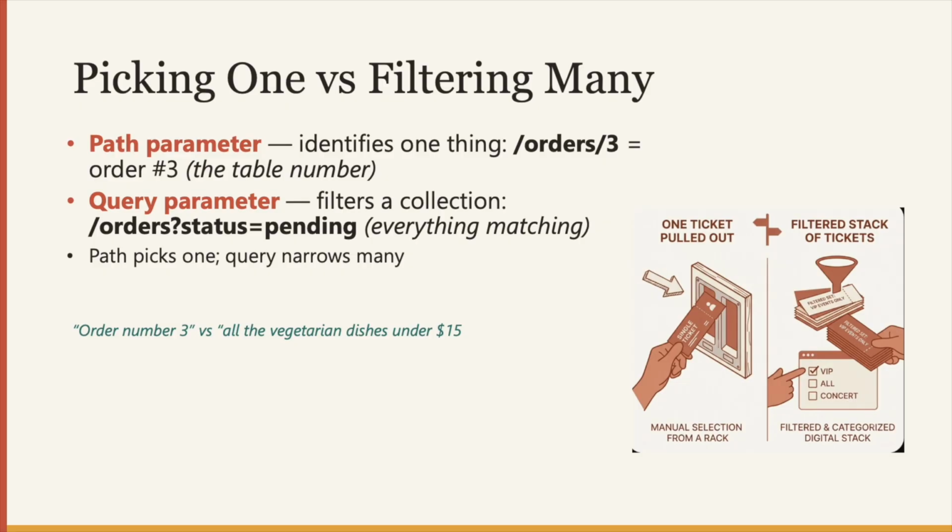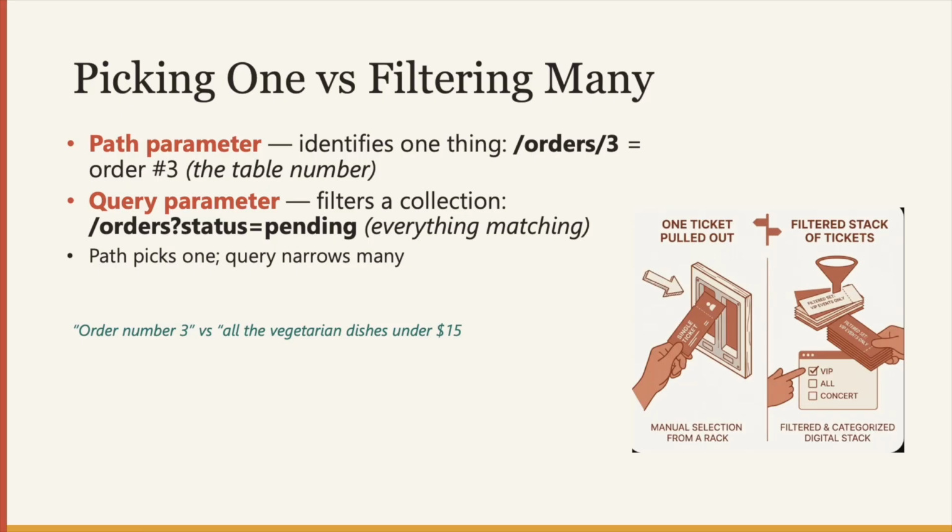Now let's look at the two ways to request data from an endpoint because they do completely different jobs. First, we use path parameters to identify one specific item. Writing /order/3 fetches order number 3, acting exactly like a table number pointing to one exact spot in the restaurant. Second, we use query parameters. These come after a question mark to filter down an entire collection. Writing /orders?status=pending asks the kitchen for only the orders currently pending.